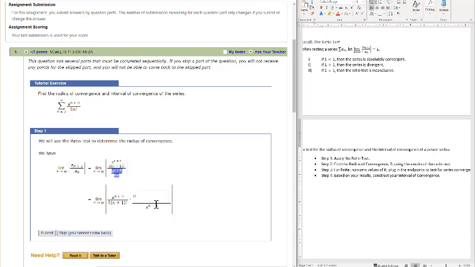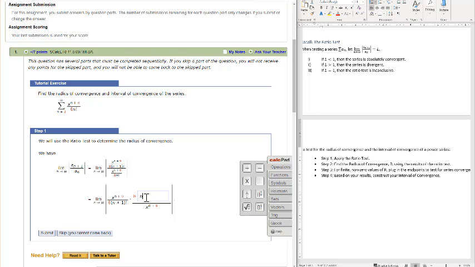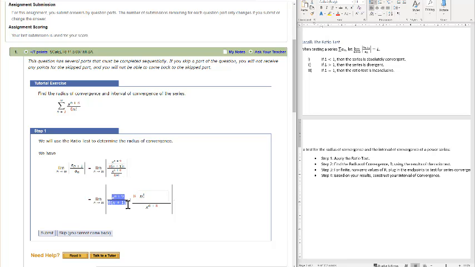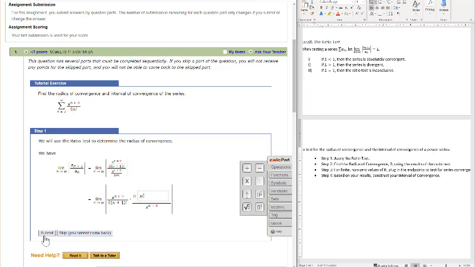And now we're going to multiply by the reciprocal. So the reciprocal is essentially the numerator times the reciprocal denominator. And the reciprocal denominator looks like it just needs an n factorial.